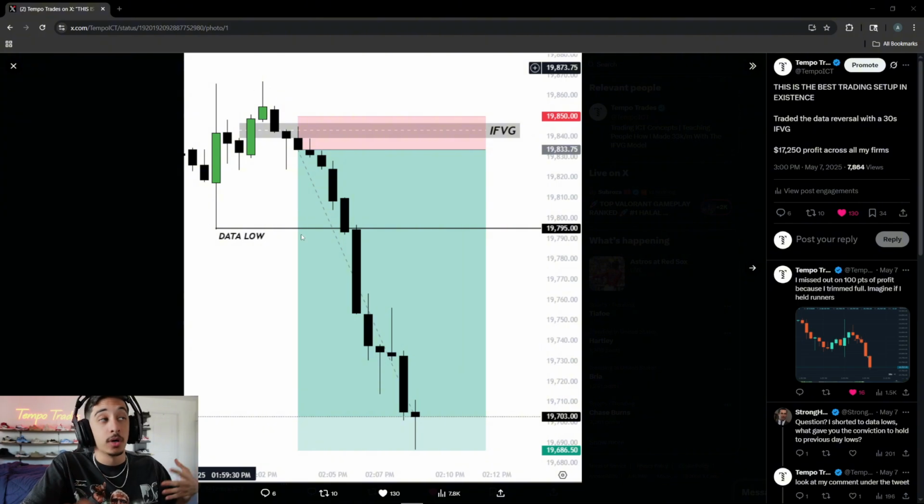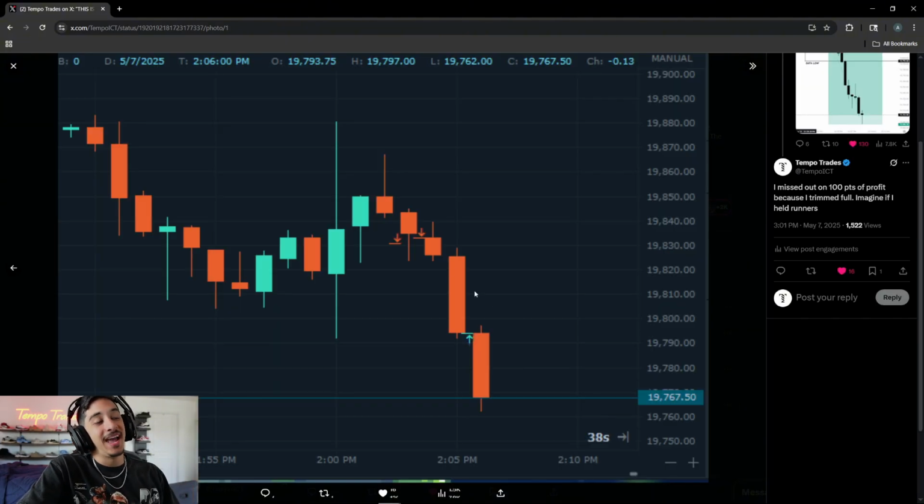So I'm looking for shorts. I identify the inverted fair value gap. I enter short, and I'm targeting that drawn liquidity, which is the data low. Now, typically, whenever you hit the data high or data low, price tends to reverse. It doesn't keep going in that same direction. So in this situation, I actually ended up entering.